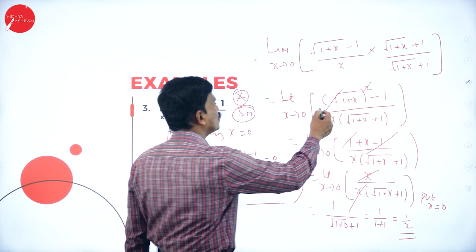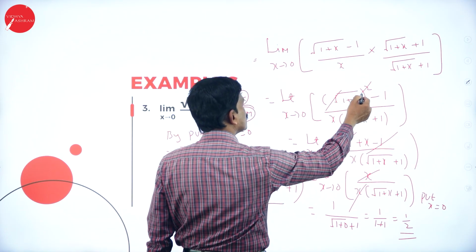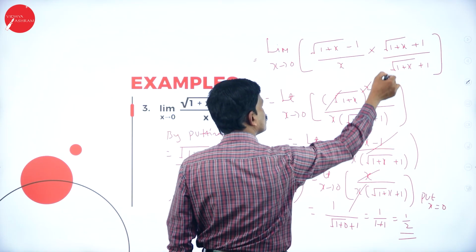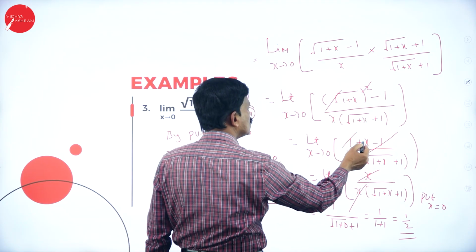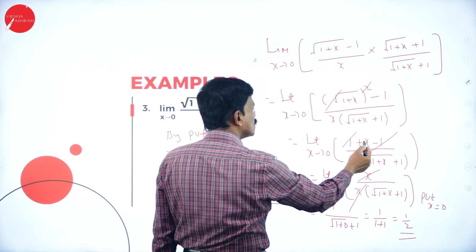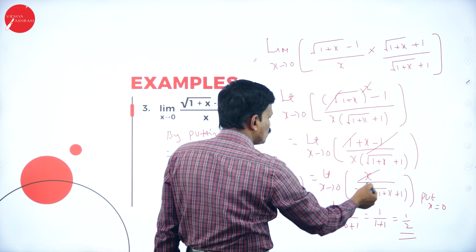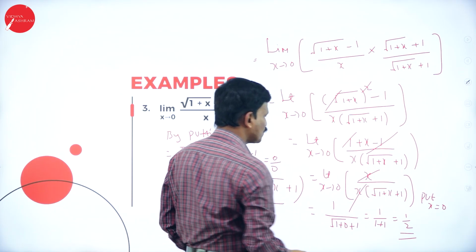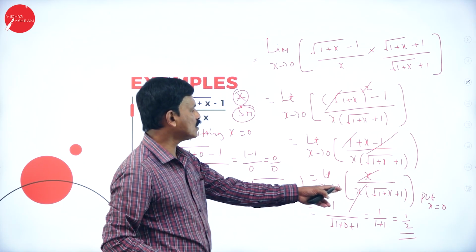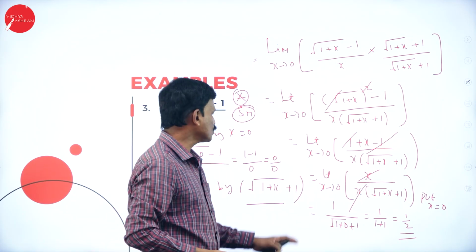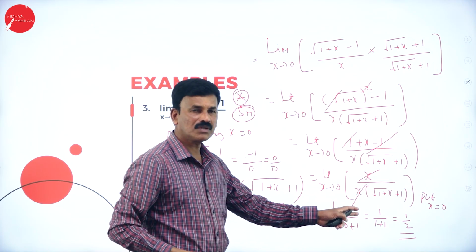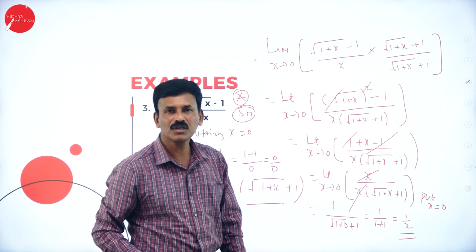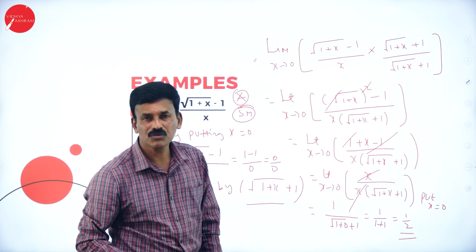So in the numerator, root of 1 plus x into root of 1 plus x is root of 1 plus x whole square, minus into plus, it is minus, square root gets cancelled, minus 1 plus 1 gets cancelled, x, and in the denominator x into root of 1 plus x plus 1, x gets cancelled. What is left over is 1 divided by root of 1 plus, put x equal to 0, 1 plus 0 is 1, root of 1 is 1, 1 by 1 plus 1 is 2, 1 by 2 is the simplified answer. Hope you followed.